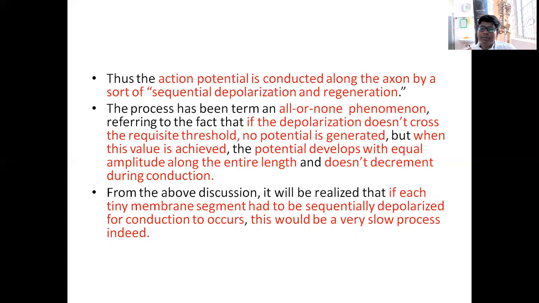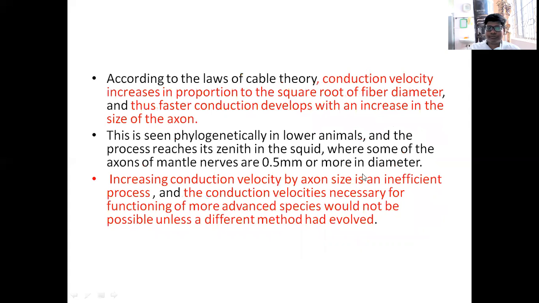From the above discussion, it will be realized that if tiny membrane segments have to be sequentially depolarized for conduction to occur, this would be a very slow process indeed. According to the law of cable theory, conduction velocity increases in proportion to the square root of the fiber diameter, and thus faster conduction develops with an increase in the size of the axon. This is seen phylogenetically in lower animals, and the process reaches its zenith in the squid, where some of the axons of the mantle nerve are 0.5 mm and more in diameter.